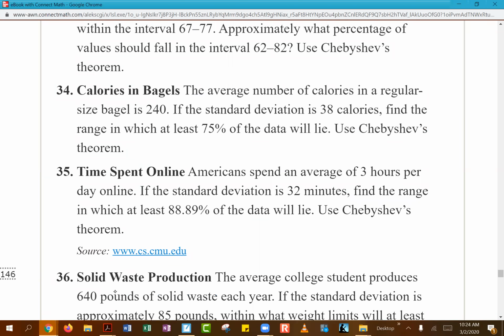Okay, how about 35? Americans spend an average of 3 hours per day online. If the standard deviation is 32 minutes, find the range in which at least 88.89% of the data will lie. Use Chebyshev. So now they're giving you the percent and asking you to come up with the data value. So this will be more like example 11 from your handout.